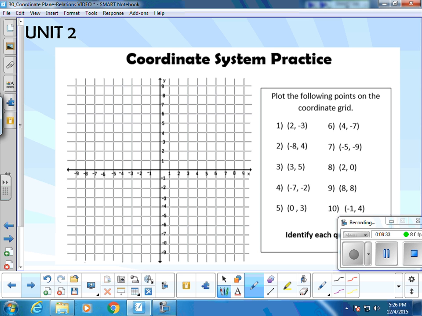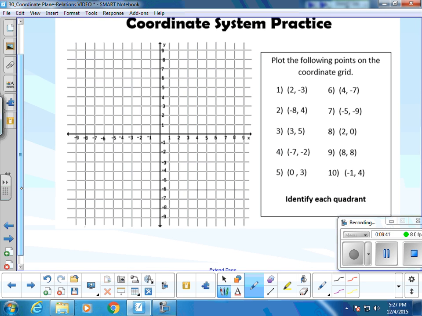All right. For coordinate system practice, this is on the back of your notes, page 20. We're going to practice plotting the points. I'm going to use my highlighter to highlight the first number, because these are the ones that go on the x-axis. Remember, the first one's our domain, and it goes on the x-axis.